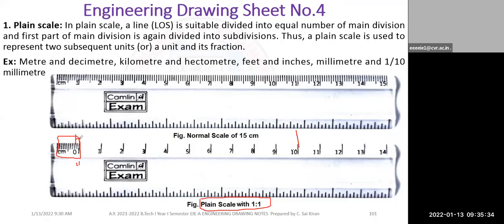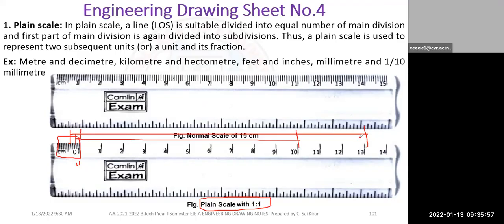So from here I'll measure the 2 mm, and from here I'll measure my 10 mm. So the total becomes 10.2. Suppose on the same scale I want to measure 13.2, so what I do is I will highlight my 13 here, and I will highlight my 5 here. This is my 5 mm. So 5 mm plus 13 centimeters, total becomes 13.5.